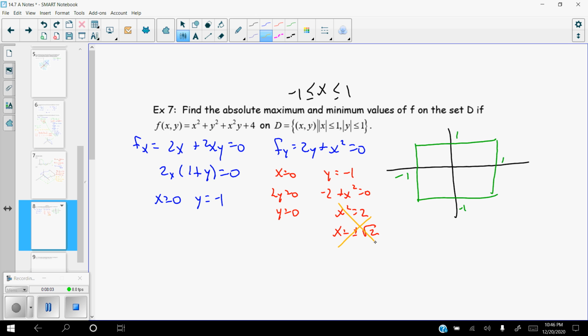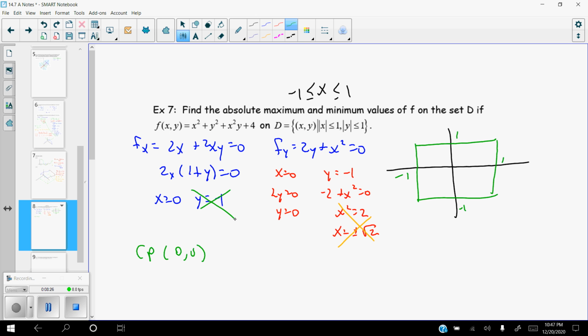So that means we really only have one critical point. Our critical point is the point 0, 0, because that one works. So this was out, because y equals -1 does not work for us. Doesn't mean that this function doesn't have a critical point there. It's just not inside the specific domain that we're given.